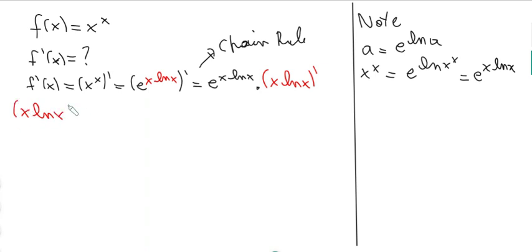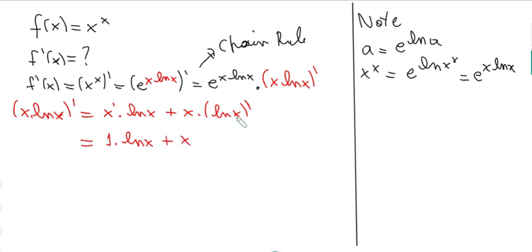The derivative of x times ln of x: as this is a product, we can apply the product rule, which tells us that the derivative of a product is the derivative of the first times the second plus the first times the derivative of the second. Let's do the computation. The derivative of x is 1, times ln of x, plus x times the derivative of ln of x, which is 1 over x. This here is just ln of x. This x cancels out with this one, so this will be just 1. So ln of x plus 1.